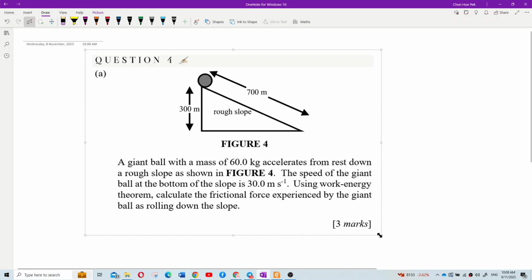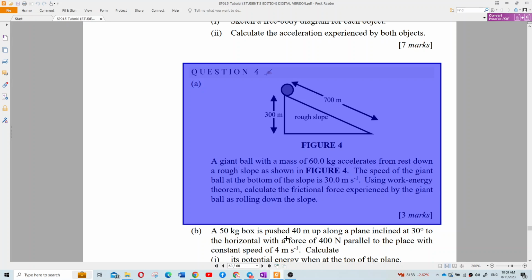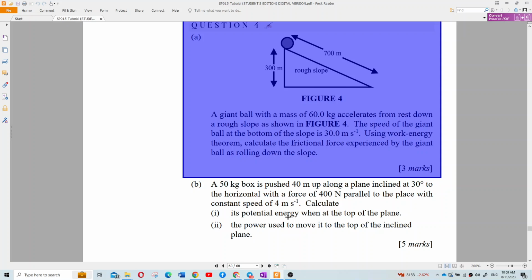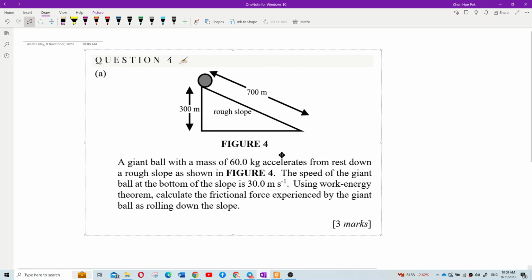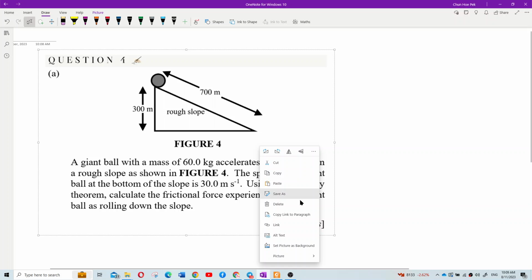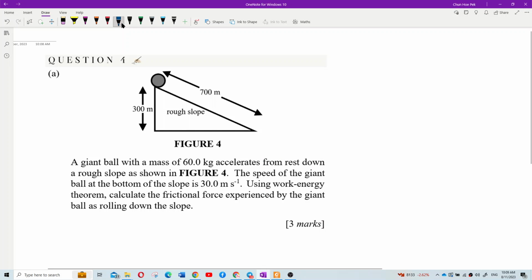Okay, let's do question 4. A giant ball with mass 60 kilogram accelerates from rest down a rough slope. The speed of the giant ball at the bottom of the slope is 30. Work energy theorem. Find the frictional force experienced by the giant ball rolling down the slope.